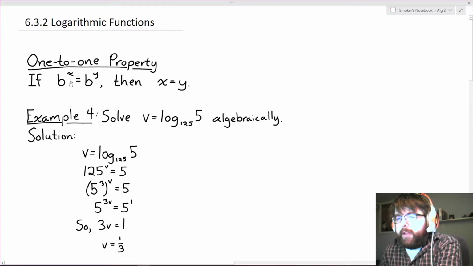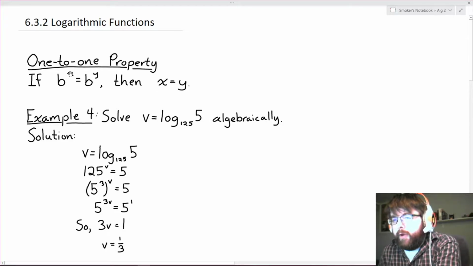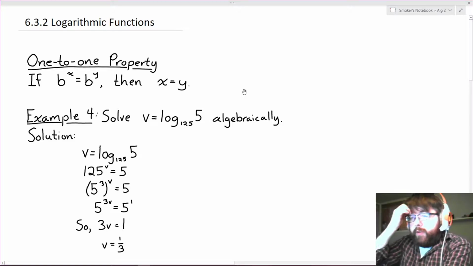So the key about this is, well, you can see it's equal. We have some number raised to the power of a number. It has to be the same base for both of these, okay? And if the base is the same, then the exponents must be equal. So I'm going to do an example of this. Hopefully it makes a little more sense if I do an example.